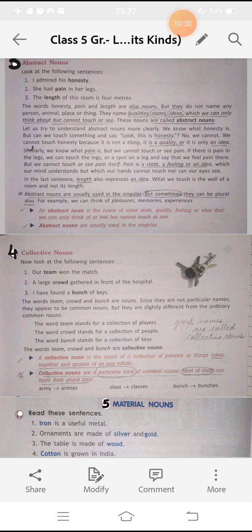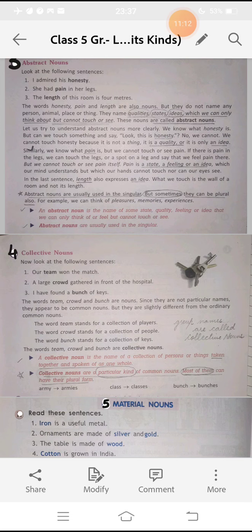It's written after the three examples and the paragraph there. The word team stands for collection of players. The word crowd stands for collection of people. The word bunch stands for collection of keys. However, bunch can be of bananas also. Bunch can be of flowers also. It is a bouquet of flowers also and it is a bunch of flowers also. So both are correct. The words team, crowd and bunch are collective nouns. A collective noun is the name of a collection of persons or things taken together and spoken of as one whole. Keep this in mind, one whole. They are one unit, a group there.